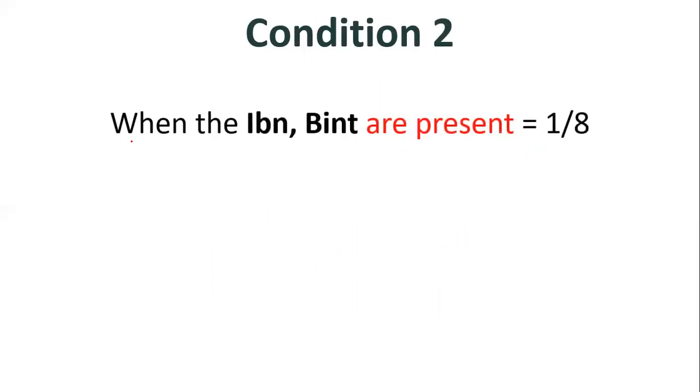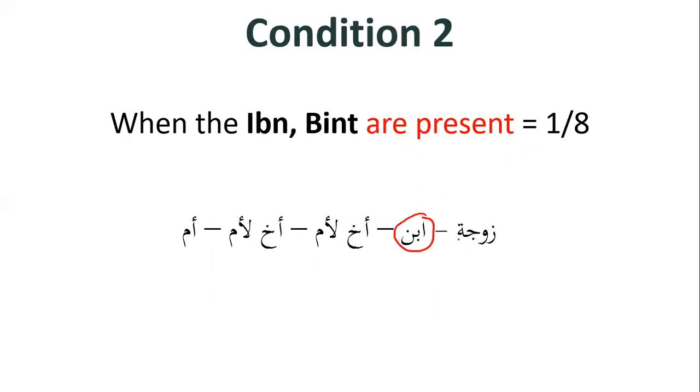Condition number 2, when the Ibn Bint are present, then the Zawjah will receive 1/8. So we can see in the example here, Zawjah, Ibn, Akhli Ummin, and so because the Ibn is present here, the Zawjah will receive 1/8 of the inheritance. And we also know that the Akhli Ummin will be mahjoob.